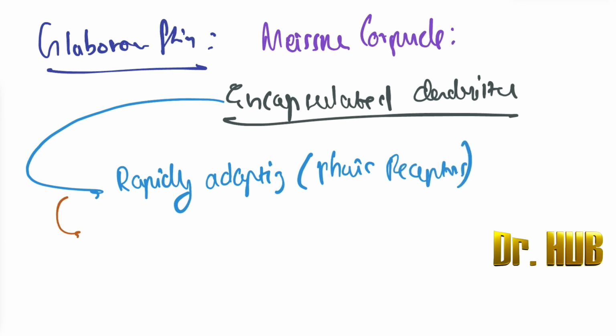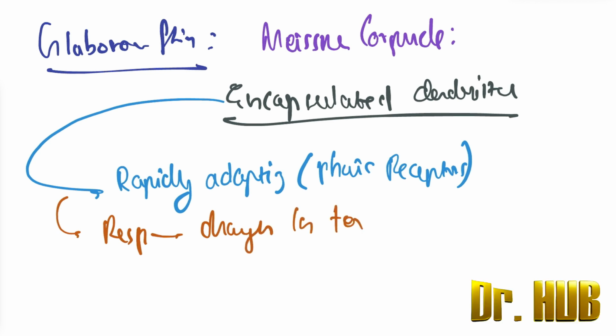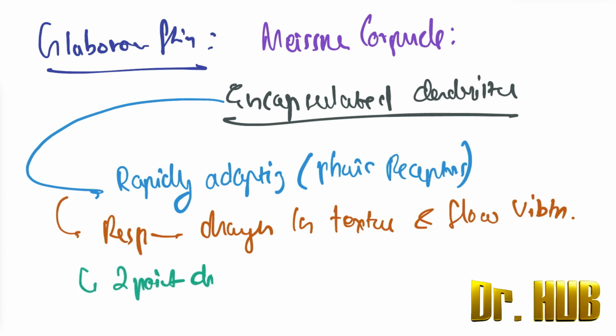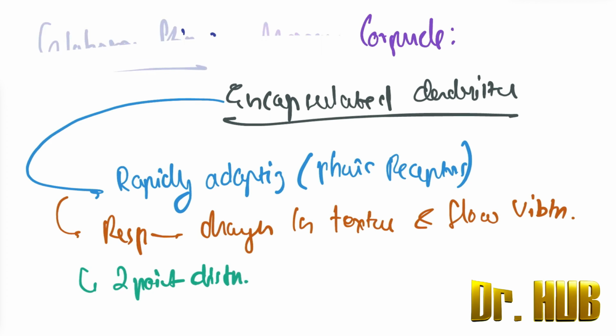It responds to changes in texture and to slow vibrations. It is used for two-point discrimination. Next, let's move on to the Merkel cells.